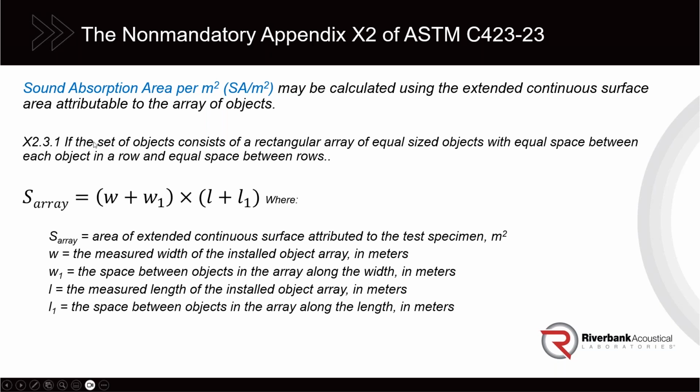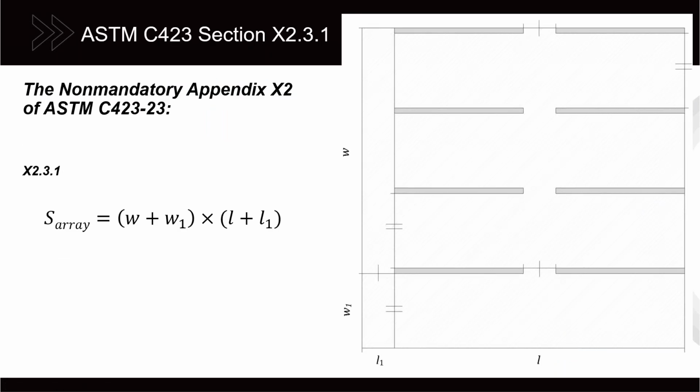So for example, if the set of objects consists of a rectangular array of equal sized objects with equal space between each object in a row and equal space between rows, so think of a rectangular array where you have, let's say, 2 rows or 4 rows of 2 objects, for example, then the surface area of the array is the area of continuous surface attributed to the specimen. We have a little drawing here.